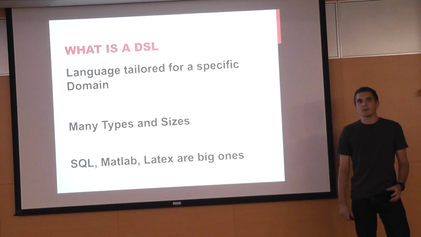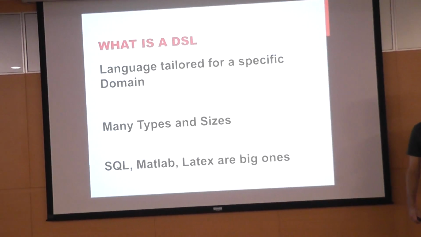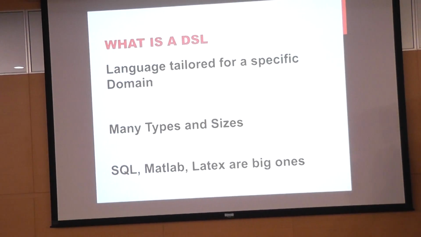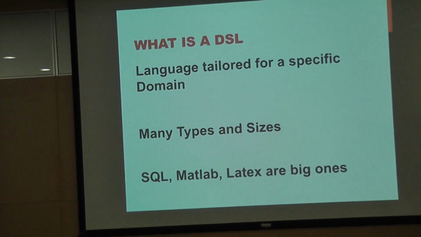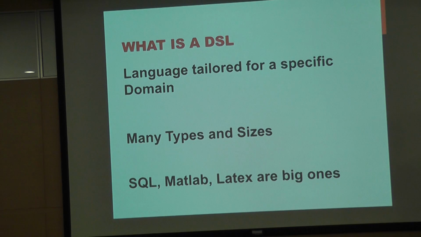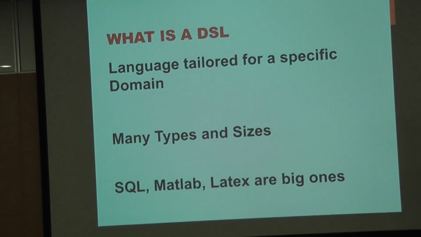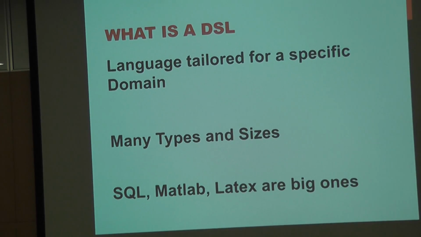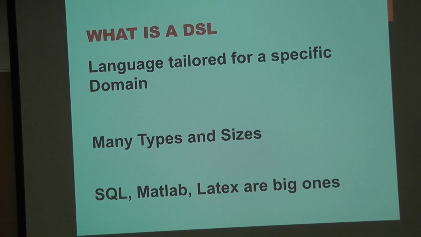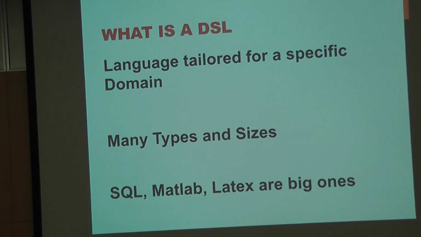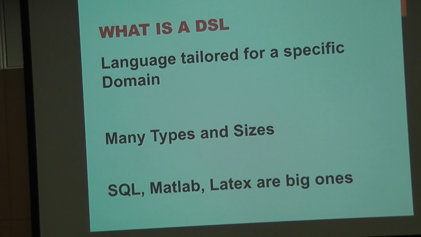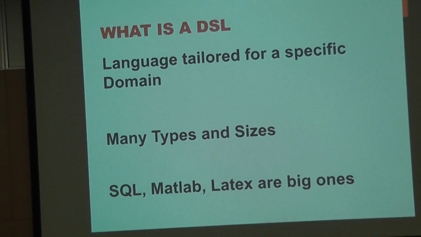So what is a DSL? If you look on Wikipedia, you'll probably see a definition like this: a DSL is tailored for a specific domain. And what this really means is that the semantics of your language should model the semantics of your domain. The DSL tries to do one thing and do it well. This is in contrast to a general programming language like C++ or Java, which can handle any sort of domain that you throw at it.